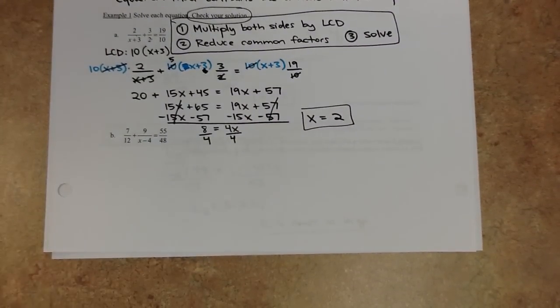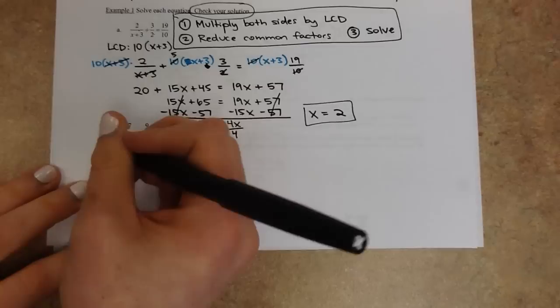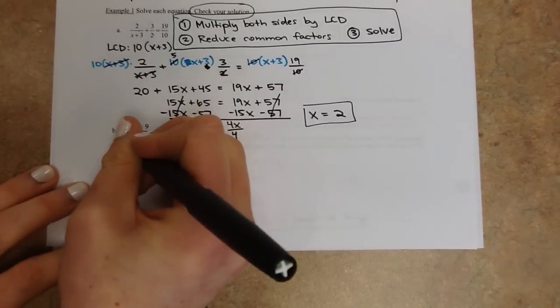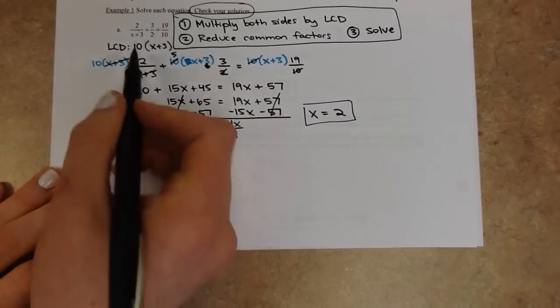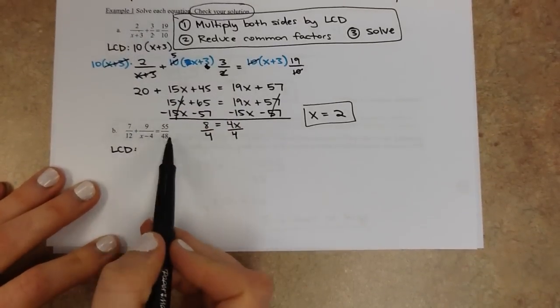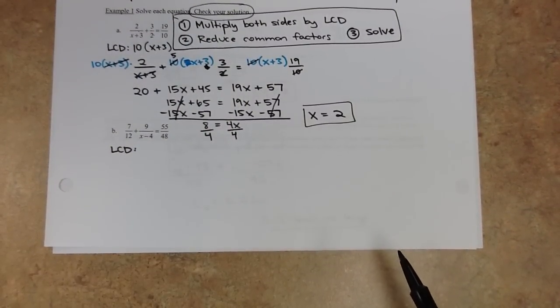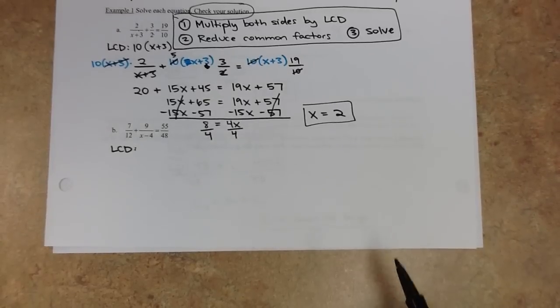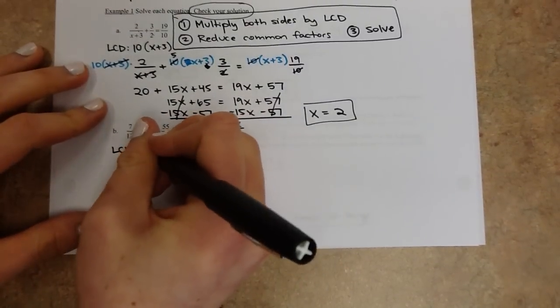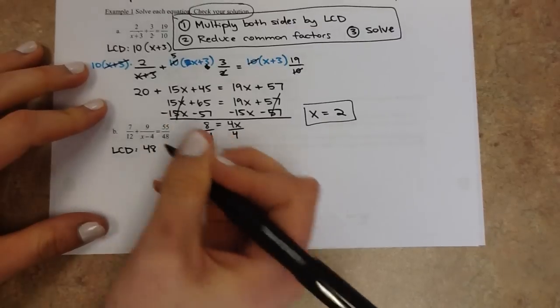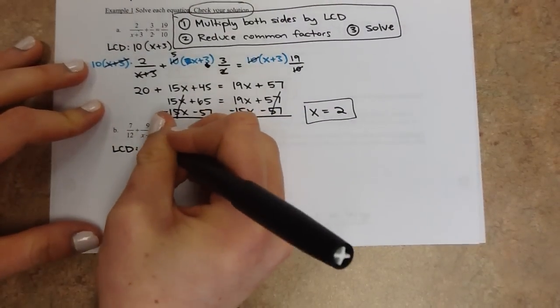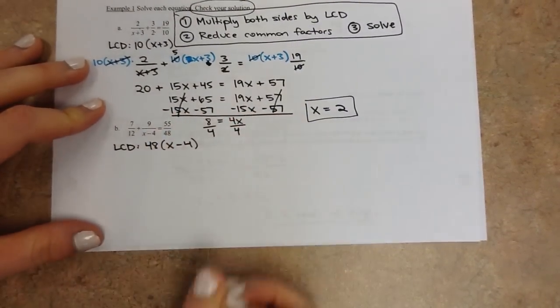Next, we're going to do the exact same thing down here. You find the LCD first. So you might as well start with the number part since that's the part I wrote first here. So between 12 and 48, we want a number that's a multiple of 12 and a multiple of 48. Well, 48 already is a multiple of 12, so that means that 12 goes into 48, 48 of course goes into 48, and then we need the x minus 4.